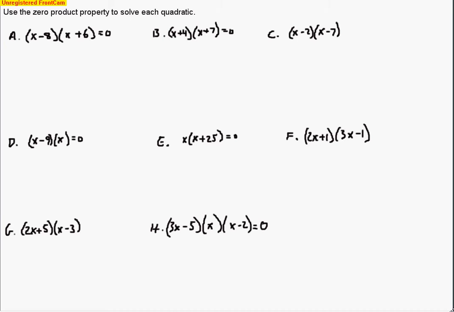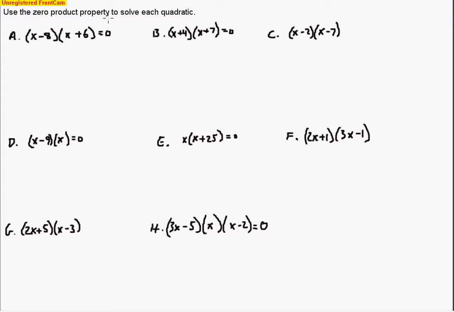In today's homework, we will be solving quadratic equations using a property called the zero product property. For today, though, we are going to have the quadratics in a factored form. And tomorrow, we're going to end up having to factor and then solve. So we've got to figure out what the zero product property is.